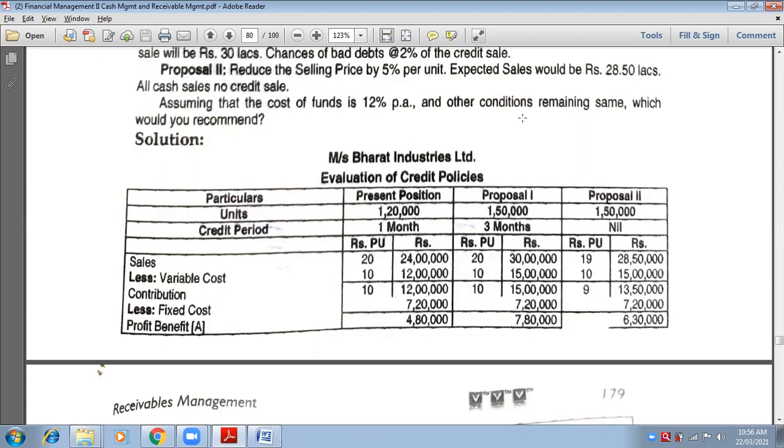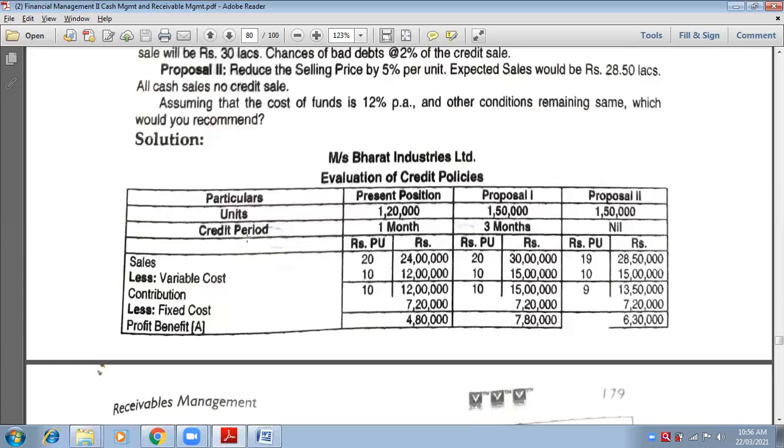After that, we need to make units, the number of units. After particulars, we need to make a row of units. We will find it out, don't worry, leave it blank. They have written 1 lakh 20, 1 lakh 50, 1 lakh 50. So we will find it out, don't worry.